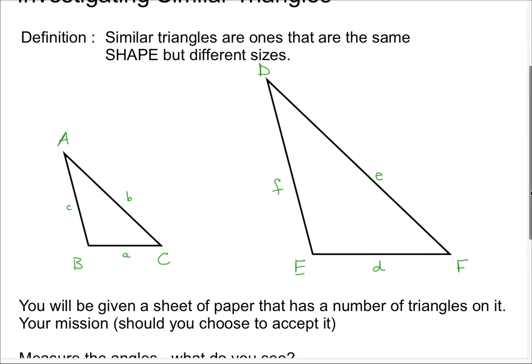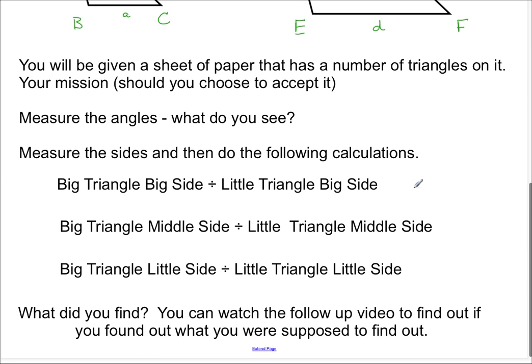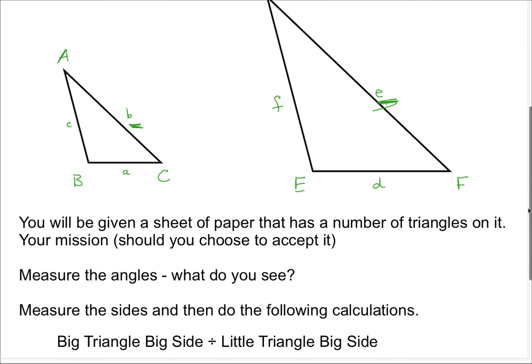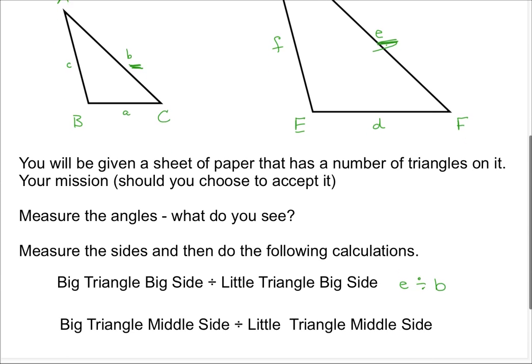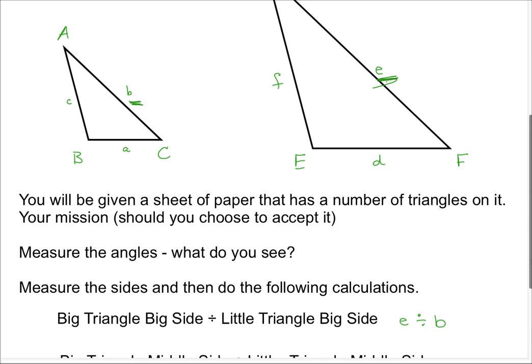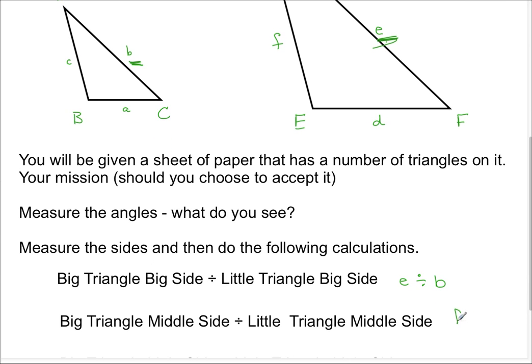Okay. What I want you to do, after you measure them, you're going to get all of the side lengths here. And let's say this is the biggest side. We know that b is the biggest side on here, and that makes e the biggest side on this one. So on the big triangle, you're going to take the big side, that's little e, and divide it by the little triangle's big side, which is little b. And then you're going to do the same thing with the middle side. Which one's the middle side here? Probably f and c. So you're going to take the one in the big triangle, which is f, and divide it by the one over here, which is c.